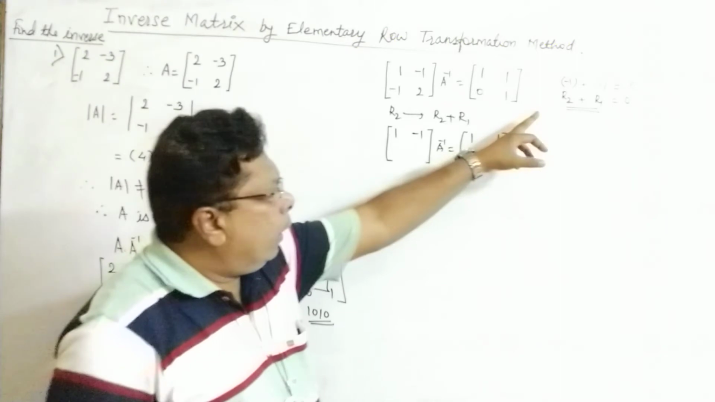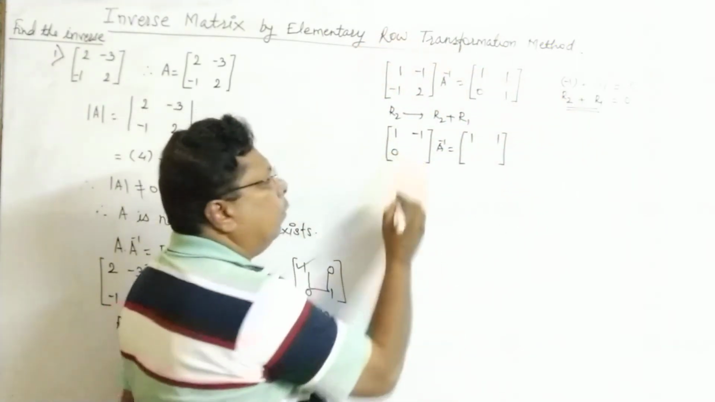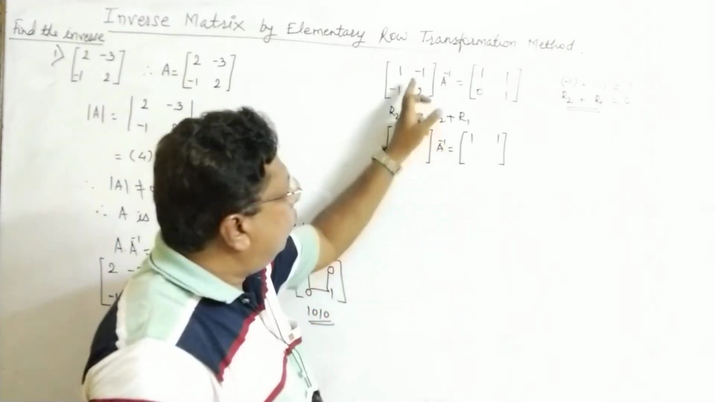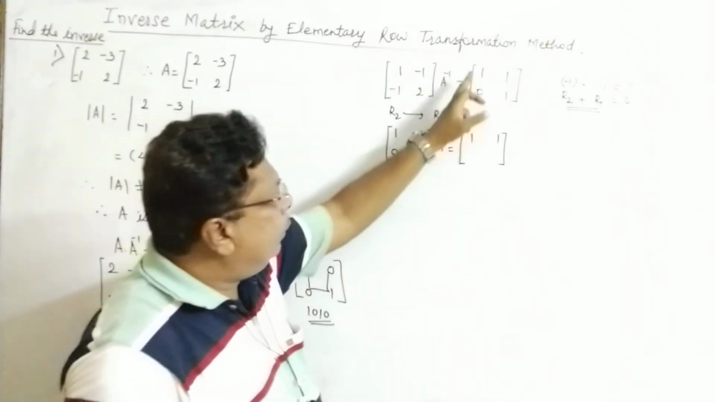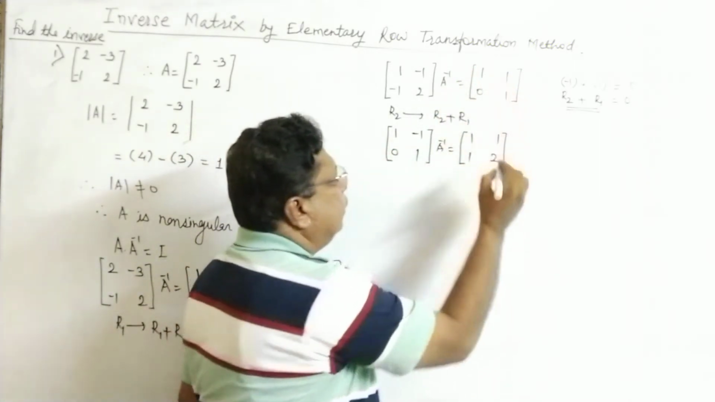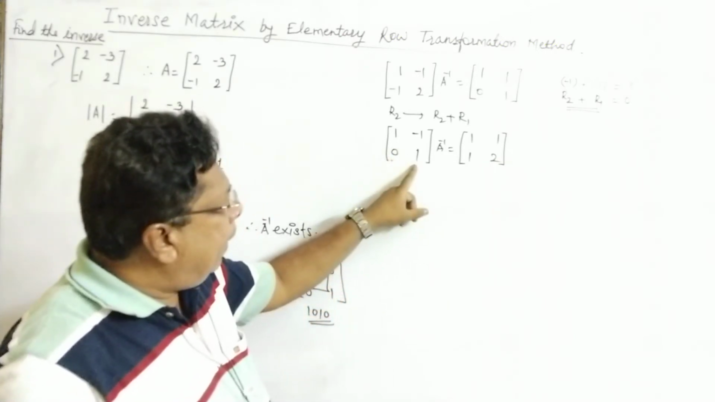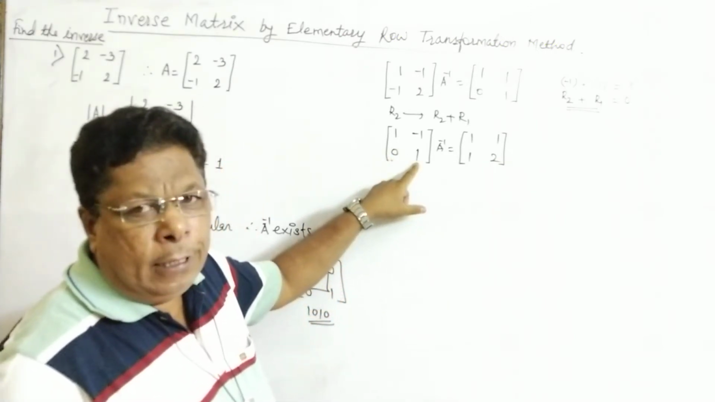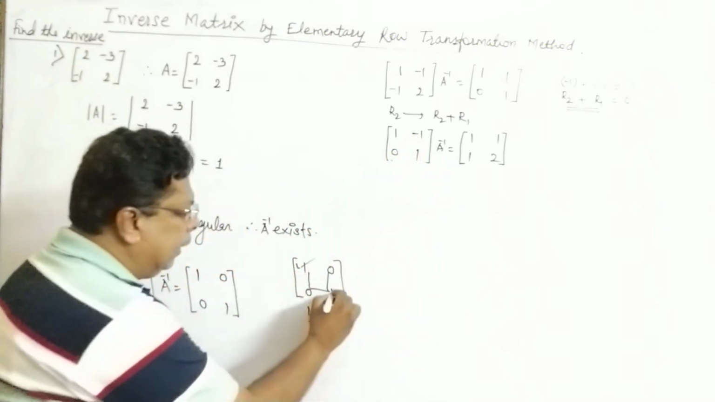Now the operation R2 plus R1. Minus 1 plus 1 is 0. 2 minus 1 is 1. Here 0 plus 1 is 1. 1 plus 1 is 2. The second step is over. At the same time, here is 1, which means the third step is automatically over. Okay, 1 0 1. This step is also over.